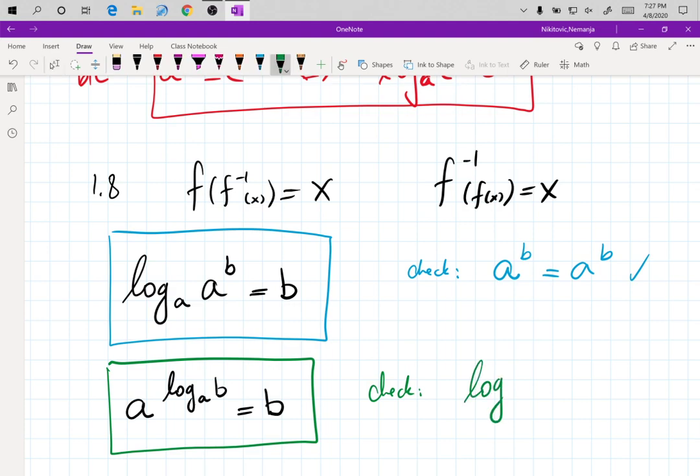Log base a of a to the b is equal to the exponent b, and the exponent is also log base a of the result. So we check either way, right? We get the same answer on both sides. Now that helps with calculations, actually.